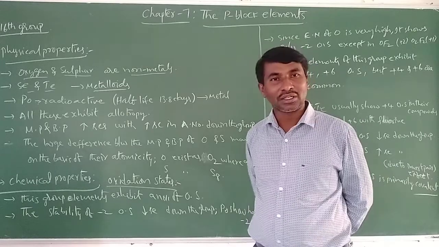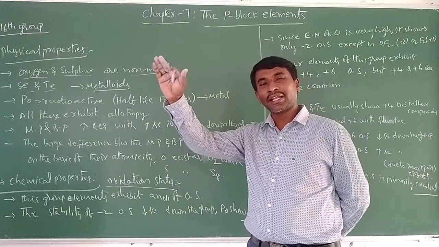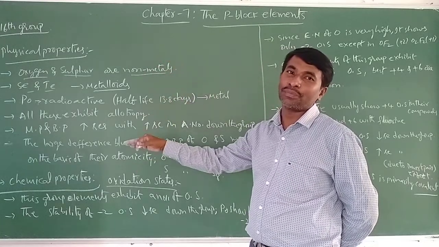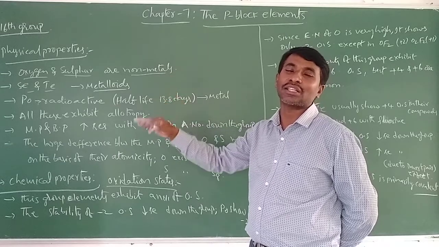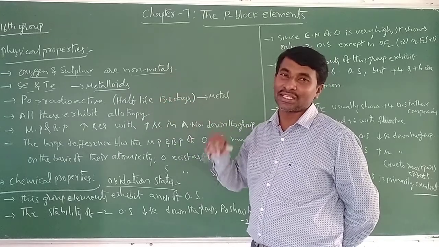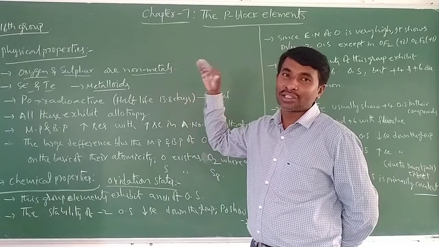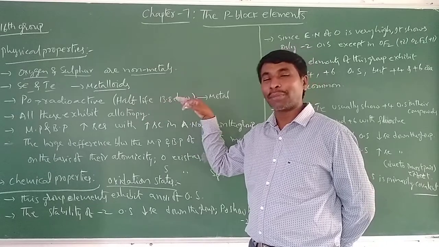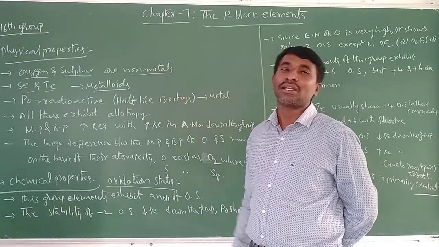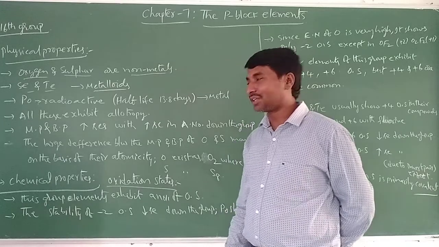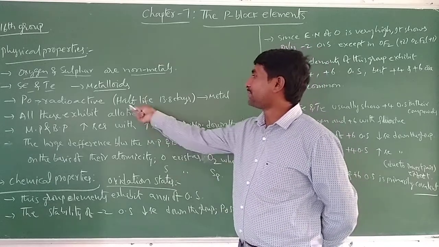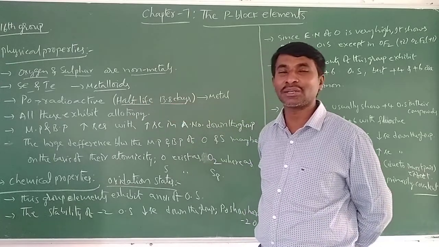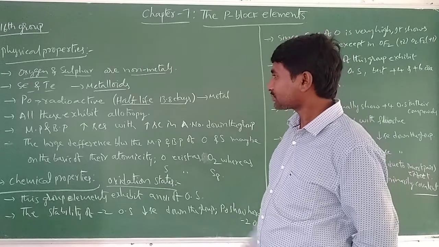So we know that metallic character increases from top to bottom, from oxygen to polonium. Oxygen and sulfur are non-metals, selenium and tellurium are metalloids, and polonium is typically a metal. It is one of the radioactive metals, and its half-life is 13.8 days.